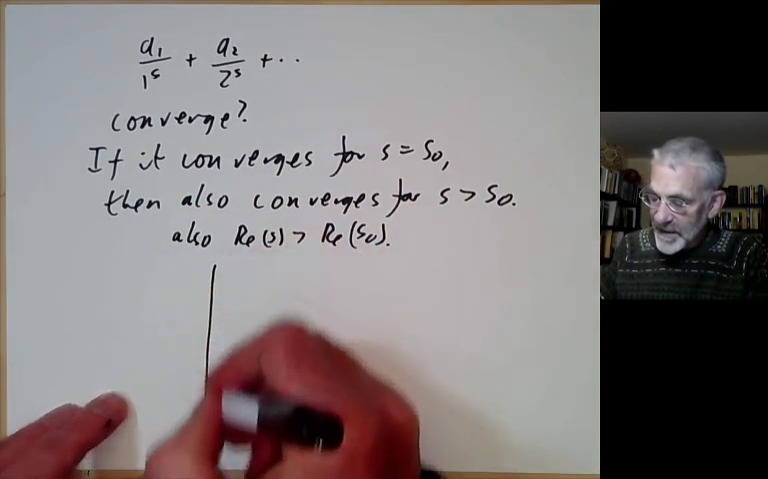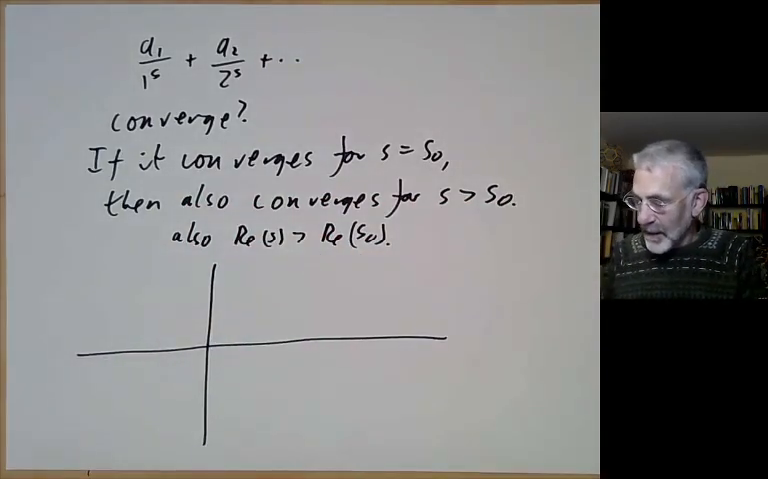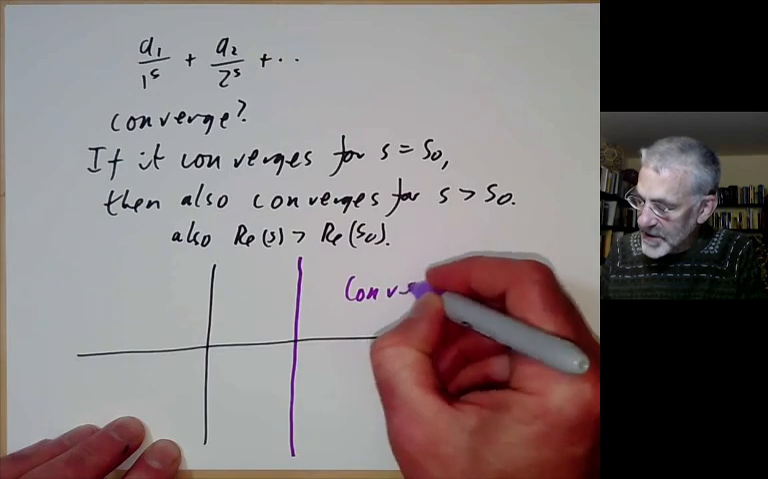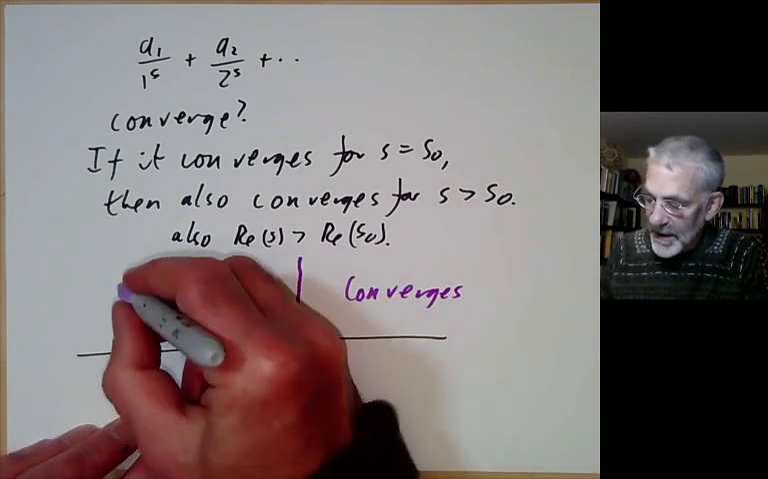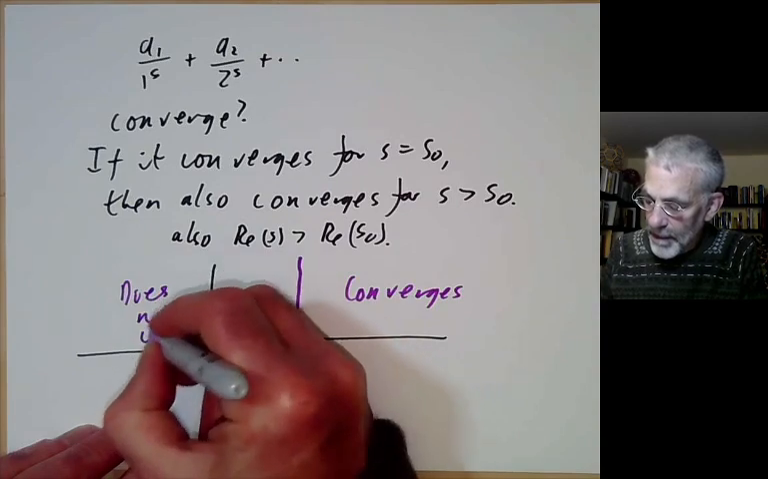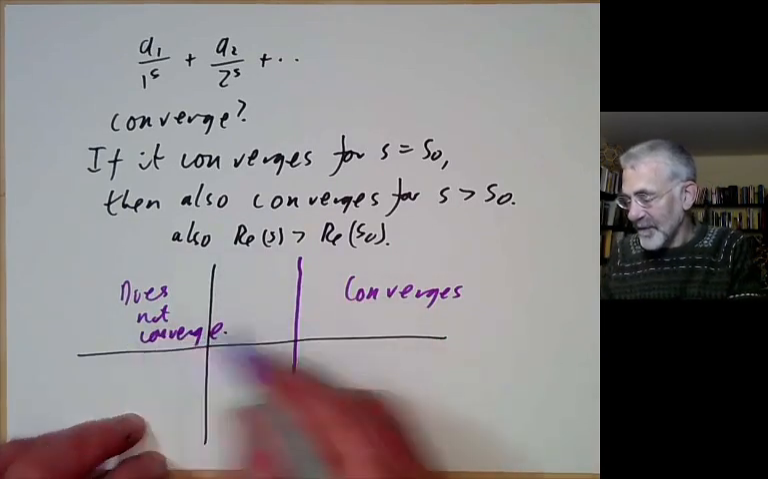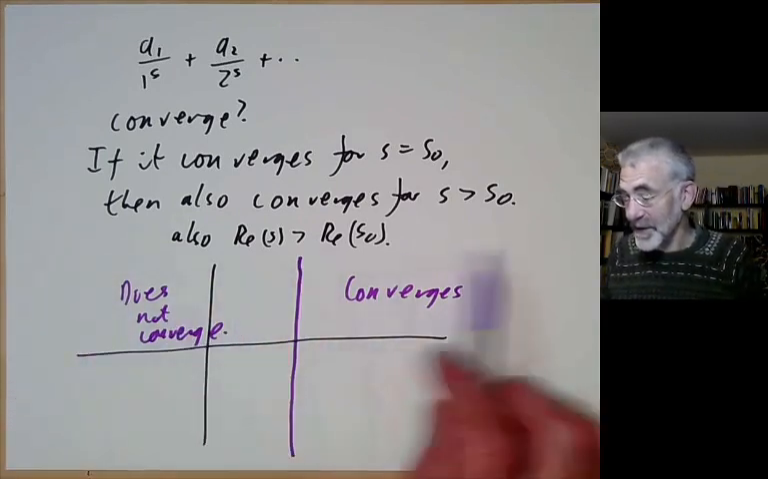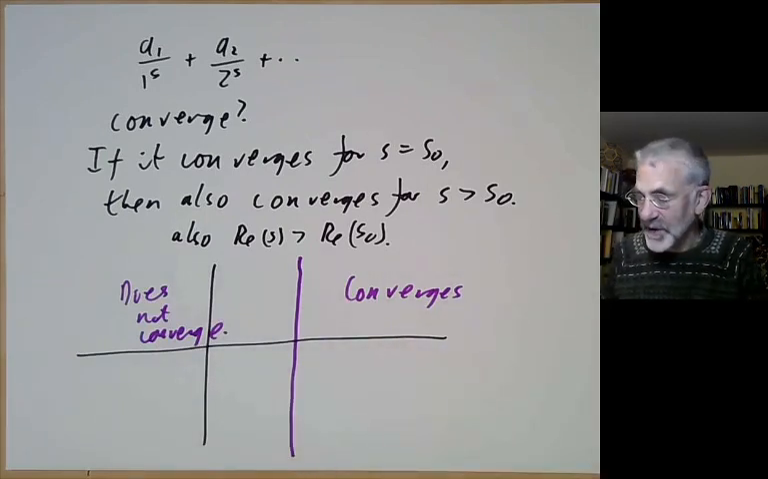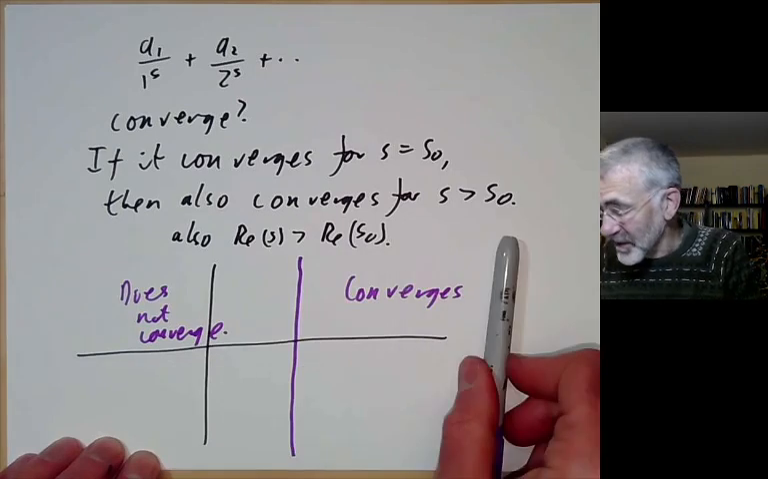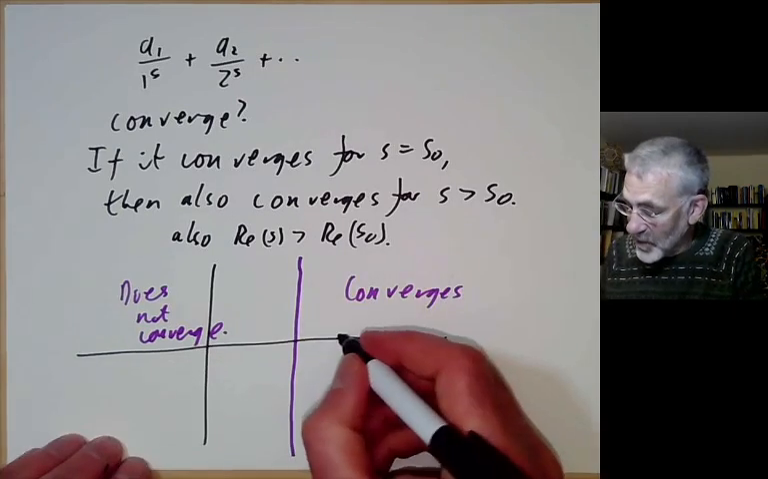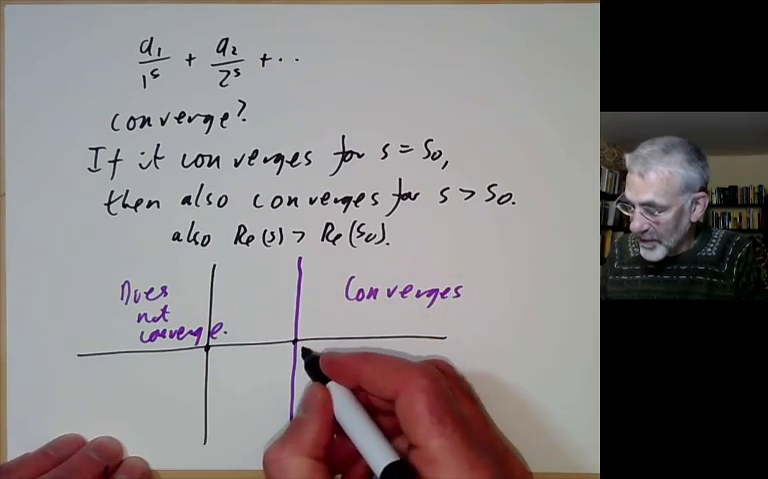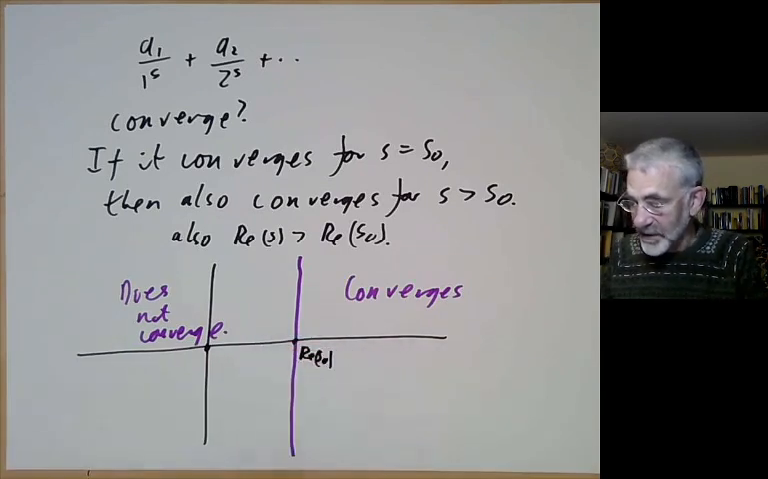So what this means is that in the complex plane, we can find some vertical line such that the series converges in the region to the right, and it does not converge to the left of this line. We might also get the extreme cases where it converges for all complex numbers or doesn't converge for any complex numbers, but except in those cases, there's always some line such that the series converges whenever the real part is larger than the real part of s0, and diverges to the left of it.